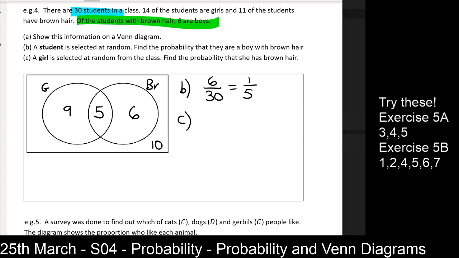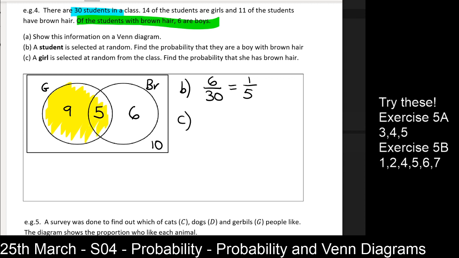And then for part C, this actually moves on a bit to conditional probability, which we're going to look at later on. We've got girls selected from the class. Find the probability that she has brown hair. So I'm not just talking about the whole class. I'm restricting this to only talk about the girls.